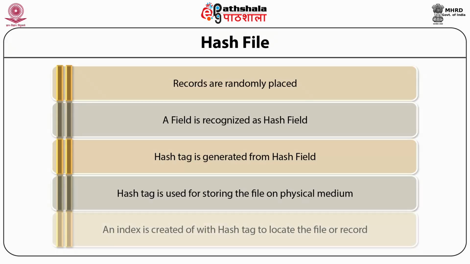Then an index is created with the hash tag to locate the file as a record. This index stores the key term and the hash tag value. The hash tag value is nothing but the address of the file to be located on the storage medium.